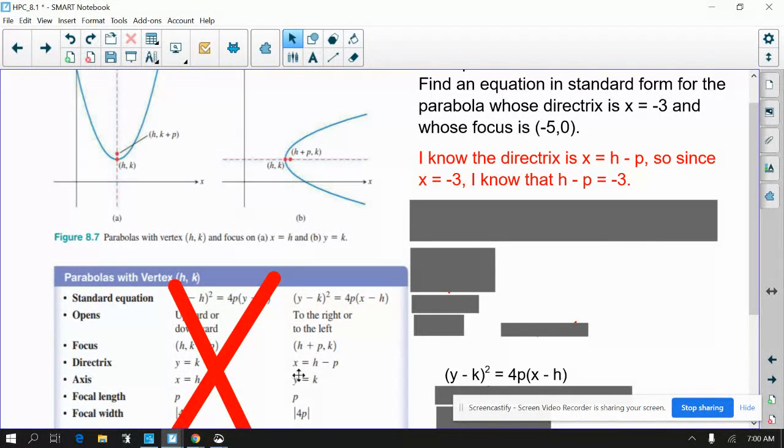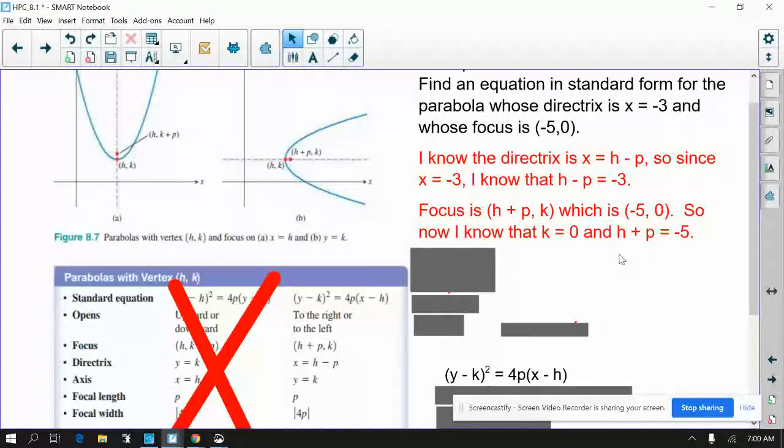Okay, well, according to my map, the directrix, x, is h minus p. So since the directrix is -3, h minus p must be -3, right? And the focus is negative 5, 0. Well, the focus is h plus p comma k. So this tells me that k must be 0 and h plus p must be negative 5.